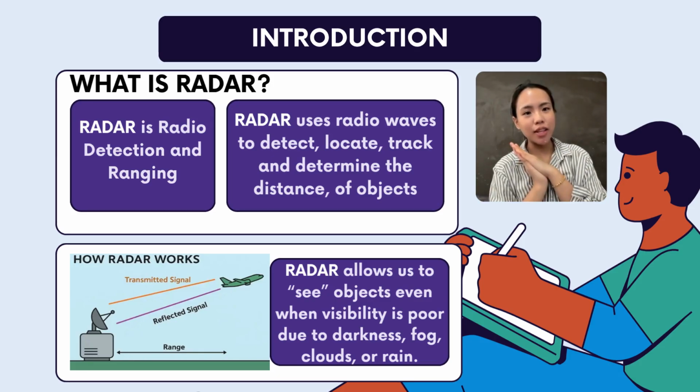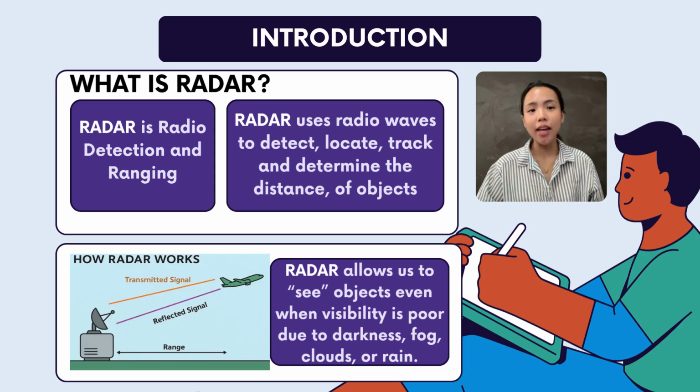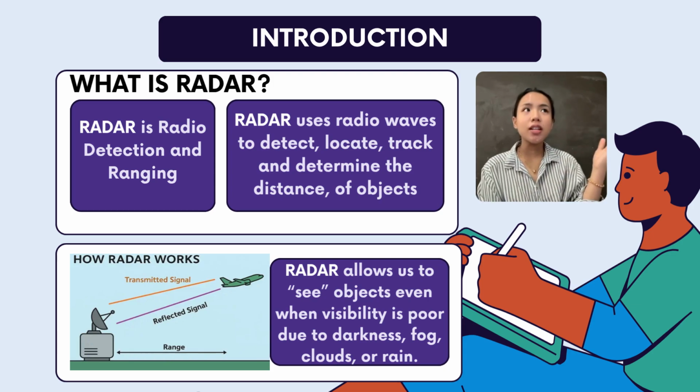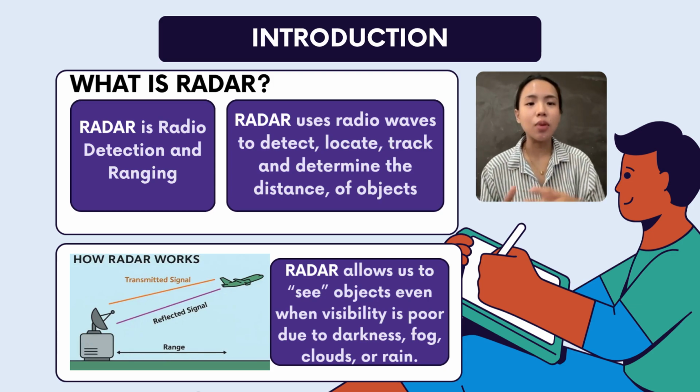Hello everyone, I am Nur Natasha and this is the introduction to radar system. By definition, radar means radio detection and ranging. It is a core technology that uses radio waves to detect, locate, track, and determine the distance of objects. Radar systems work by transmitting radio waves and receiving the reflected signals from the objects. Darkness, fog, rain, nothing stops radar from seeing what's out there.